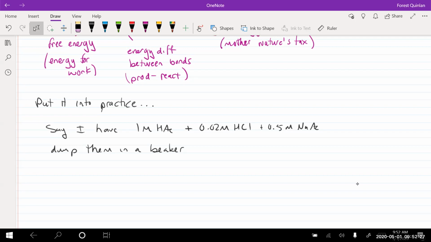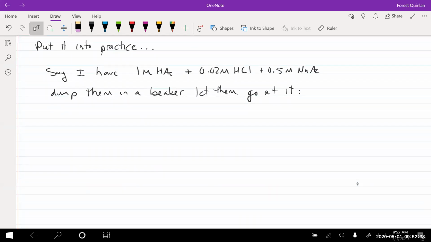Okay, so say I have all these things, I dump them in a beaker and let them go at it, at 25 degrees, just because. All right, normally we would say HAc goes back and forth to make H+ and Ac-, and we have our 1 molar, our 0.02, and our 0.5.